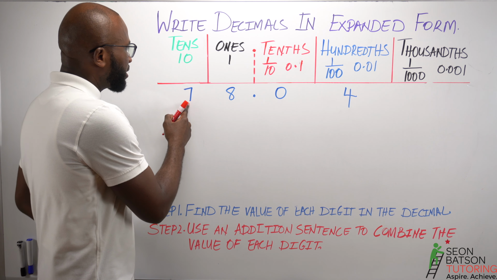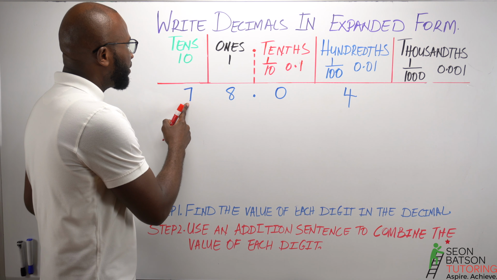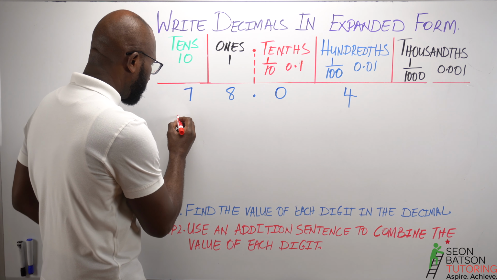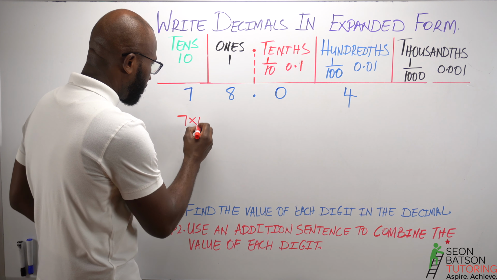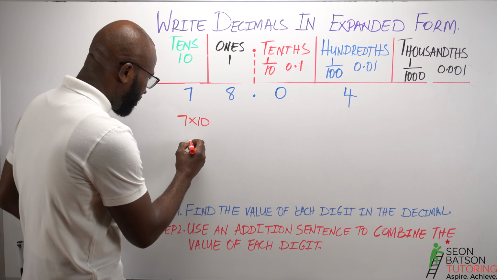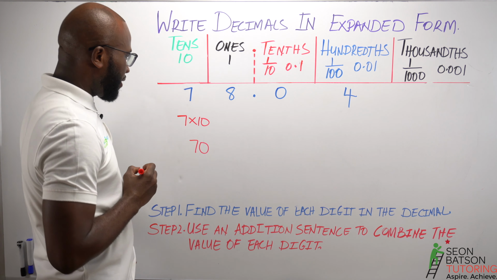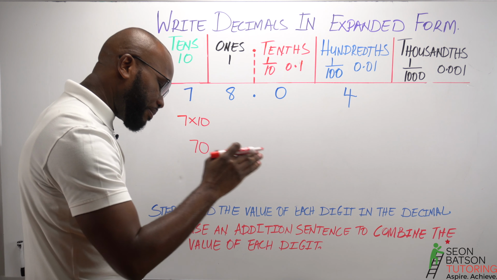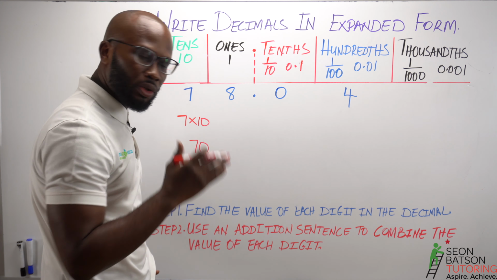To find the value of the 7, since the 7 is in the tens place, we will simply multiply 7 by 10. 7 times 10. And what is 7 times 10? Very good, my friend. 70. So far so good? Perfect. The key is going step by step. Don't skip any steps. Go step by step.